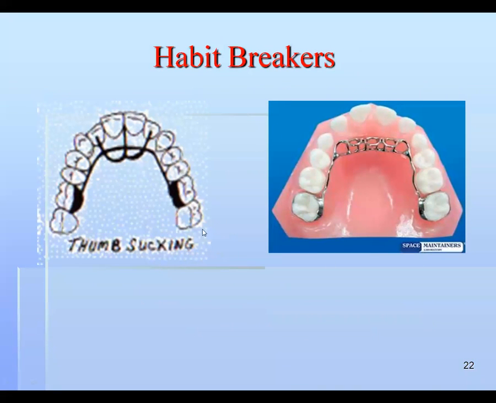These are the habit breakers. In case of thumb sucking, we can use this type of spike, and in case of tongue thrusting, this type of spike is preferred.